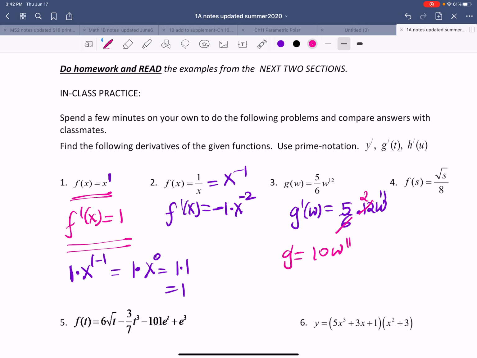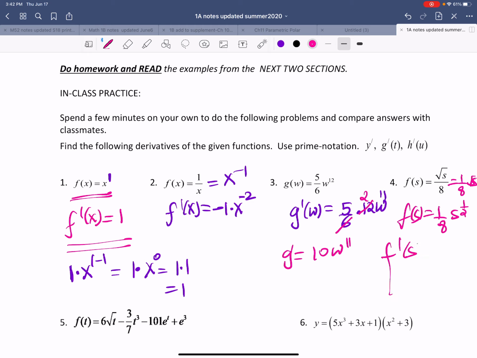Okay, next we have f of s is equal to the square root of s over 8. So we can say this is 1 over 8 times square root of s. f of s is 1 over 8, s to the power 1/2. Anytime you're thinking about derivatives, it's always good to see the radical as an exponent. It's easier to handle the derivative when you are looking at a radical as an exponent.